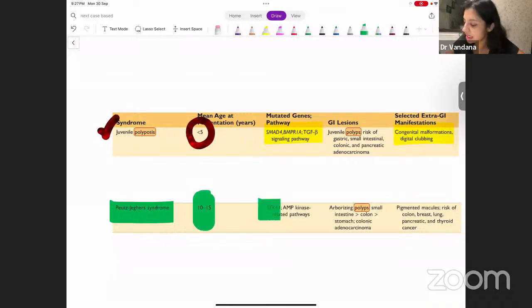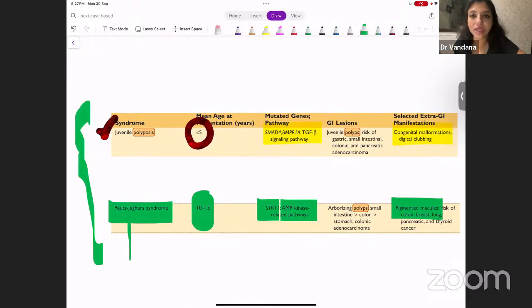Okay, and the mutation is STK11, and the new pathway that you studied, which is very important, is the AMP kinase pathway, which maintains the anabolic metabolism. You studied that the typical location of Peutz-Jeghers is the jejunum, and they have pigmented macules. Screening has to be started at birth for sex cord stromal tumors of the testis. Both of them can give rise to colon cancers.